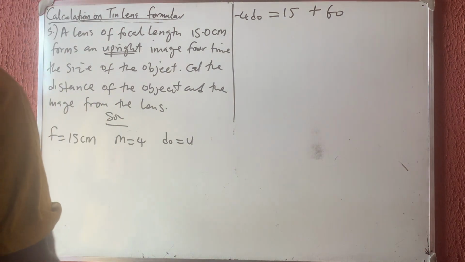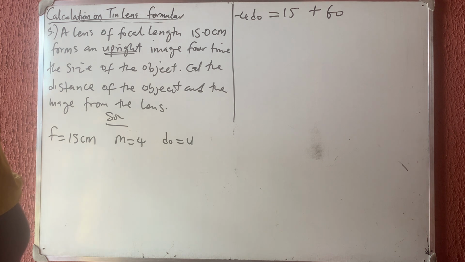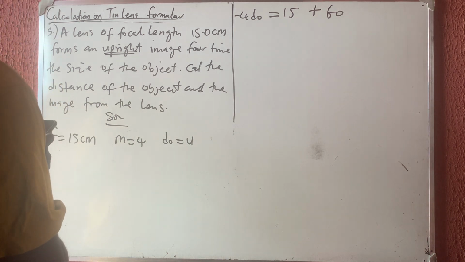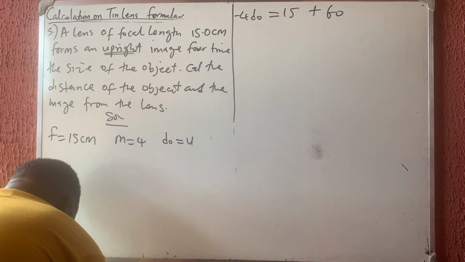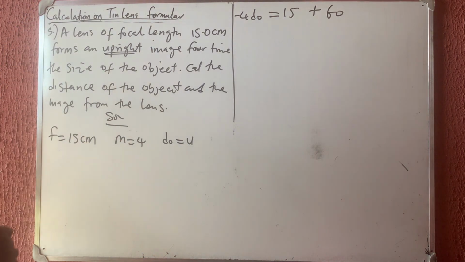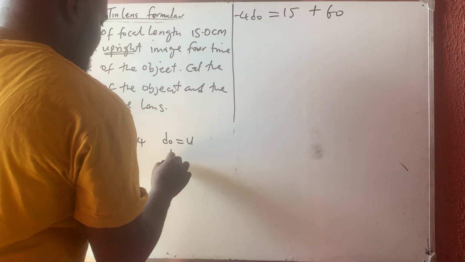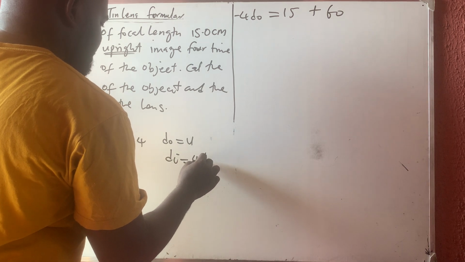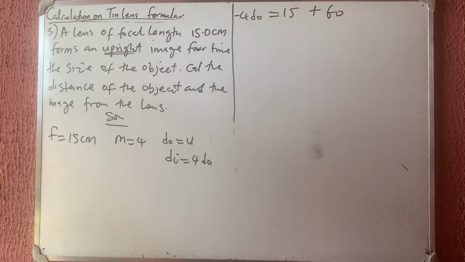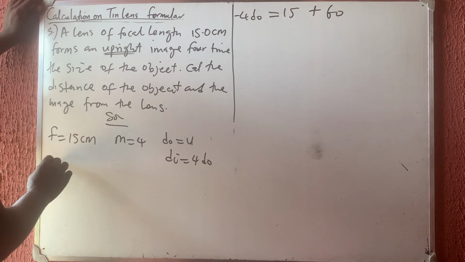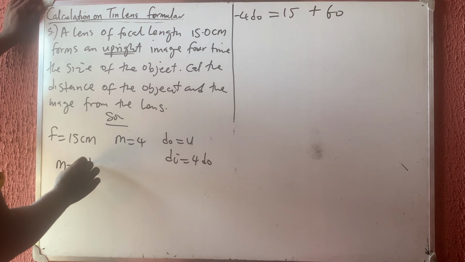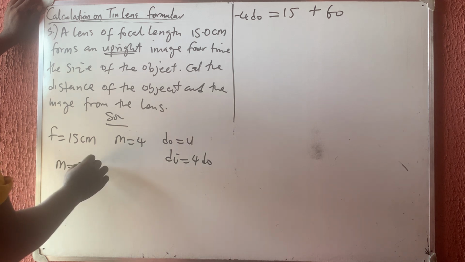But there is a shortcut formula anyway. Let me show you the shortcut formula. I don't really like using this shortcut formula, but let us use our normal analysis to get our answer. Using our normal analysis, first of all, the magnification is 4, and they told us that our DI is 4 times the DO. Having this, I know that if it is upright, the magnification is going to be positive. So I have that my M is equal to negative DI over DO.